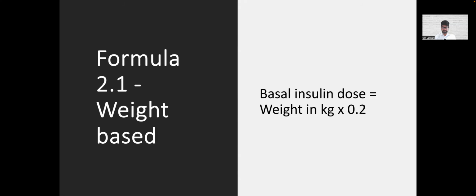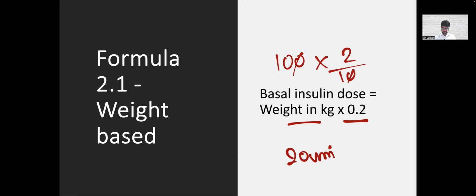That is, the basal insulin dose should be weight in kg into 0.2. So very simple dose to use. For example, if your patient has a weight of 100 kgs, 100 kgs into 0.2 will be 20 units. So you'll be using 20 units of starting dose of basal insulin.